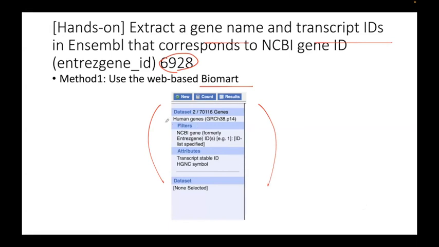So specify the human gene database, HG38, and then the way to filter is NCBI gene, and then the ID is specified as 6928 there. The attribute that I want to see is the transcript stable ID and HGNC symbol. HGNC is the common gene name. So this HGNC symbol will tell you the gene name, and transcript ID will tell the transcript ID.